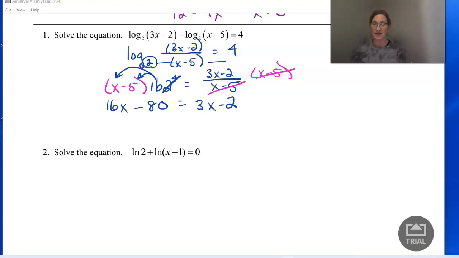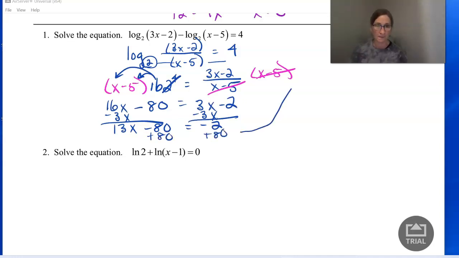So I'm going to go ahead here and subtract 3x from both sides. And so I end up with 13x minus 80 is equal to a negative 2. I'm going to add 80 to both sides. And so then I end up with 13x is equal to 78. Divide both sides by 13, x is equal to 6.